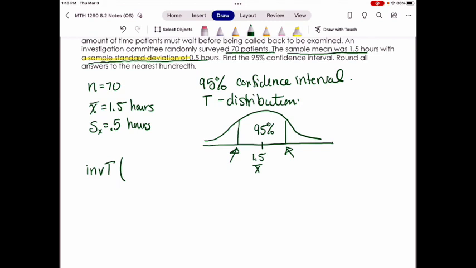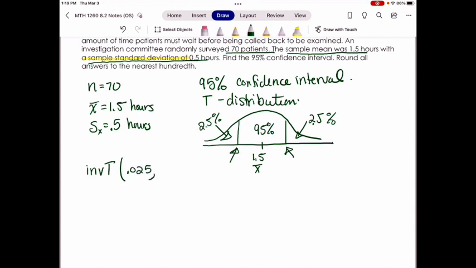So I'm going to put in my percentage. Now I know my percentage here should be 2.5% on the wings, because in total it should add up to 100% underneath that curve. So I know 95% is in the middle, so there's 5% left over, and split between the two wings, it would be 2.5 each. So from my percentile, I'm going to put in 0.025.